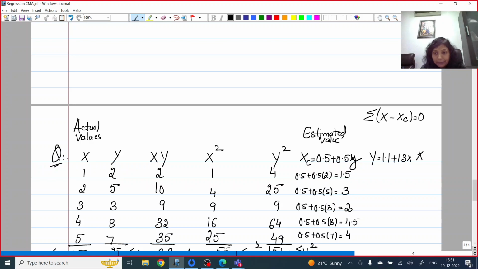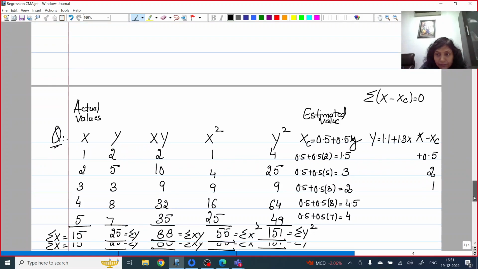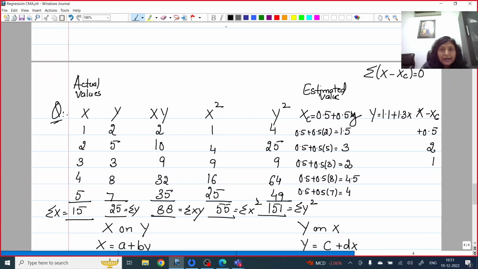So if I compute x minus xc, what it means, 2 minus 1.5, that is plus 0.5. 5 minus 3, 2. 3 minus 2, 1. 8 minus... just a second, this is the value of x, sorry, I have computed wrong, error or residue, just a second, hold on.